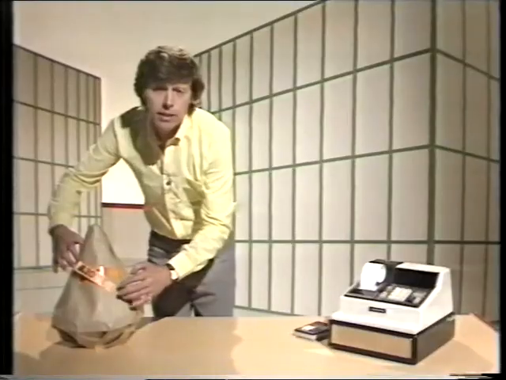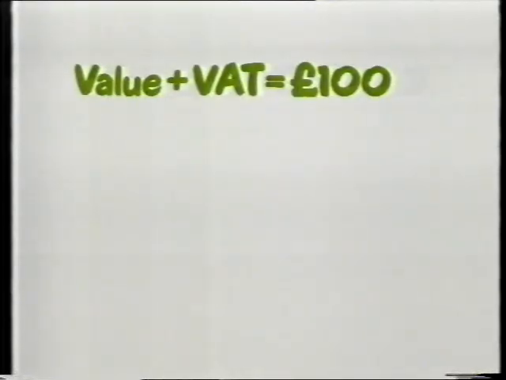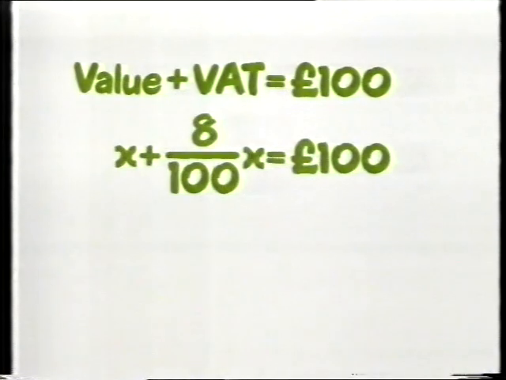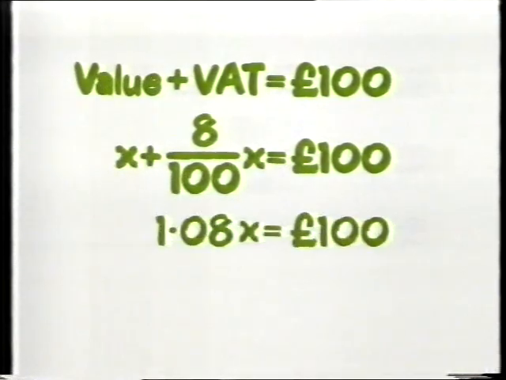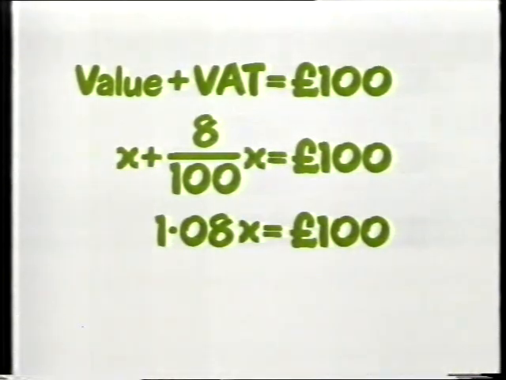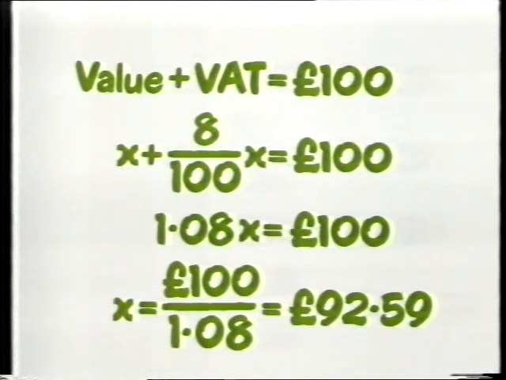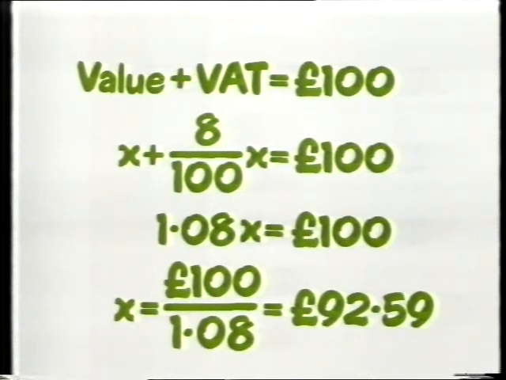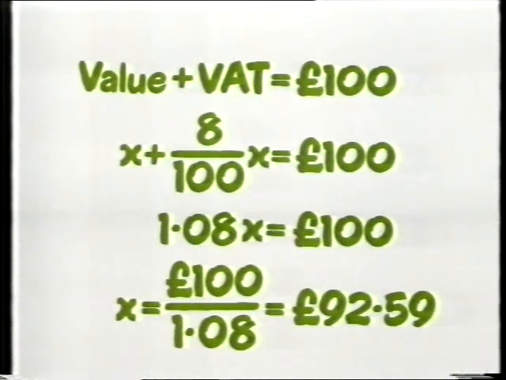Now, was that right? Well, I'm sure that having watched this programme, you'll be suspicious. The £100 included the VAT, and so the value of the article is unknown. Let's just call it X. Now, what do we know? The value plus VAT is £100, so X plus 8 hundredths of X is £100, or 1.08X equals 100. So X is 100 over 1.08, or £92.59.